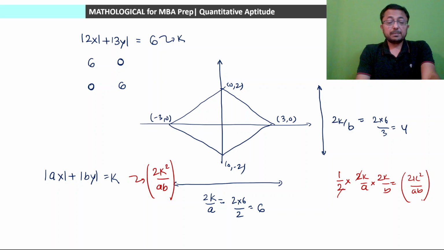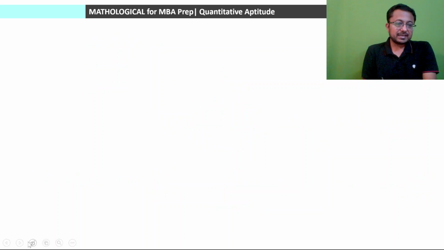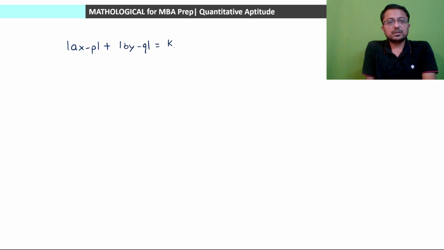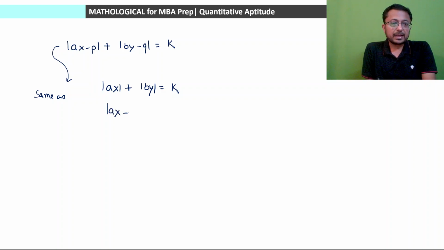Okay, now let's modify a little more here, just in case our equation is mod of ax minus p plus mod of by minus q, and this is equal to some constant k. So we know that the shape of this graph will be the same as mod of ax plus mod of by is equal to k. Why? Because what is the difference between the two? In this case we are calculating the distance of ax, mod of ax minus 0 plus mod of by minus 0, and that is equal to k.